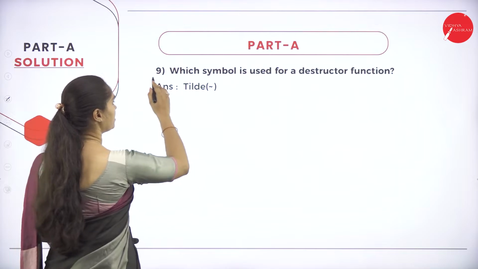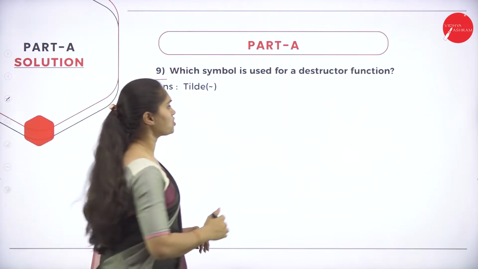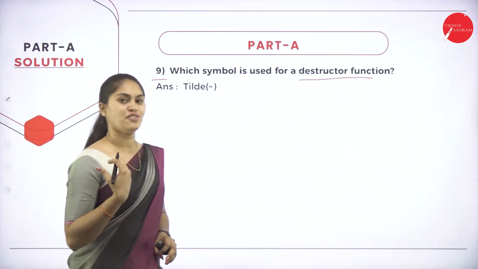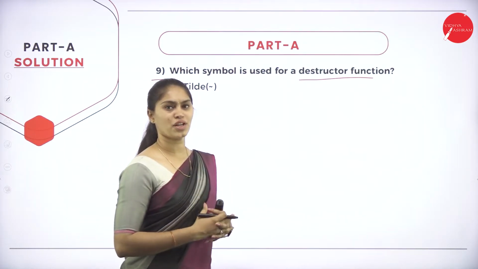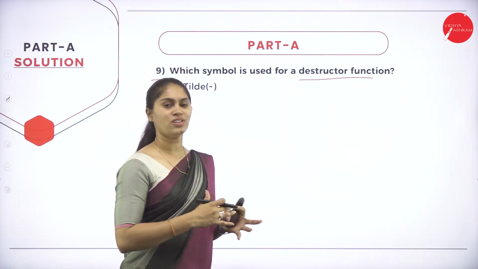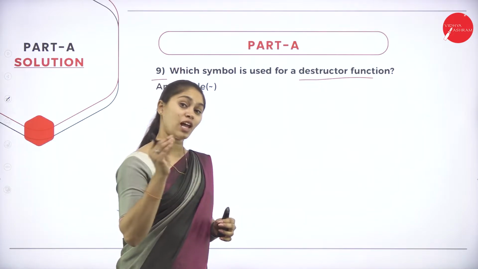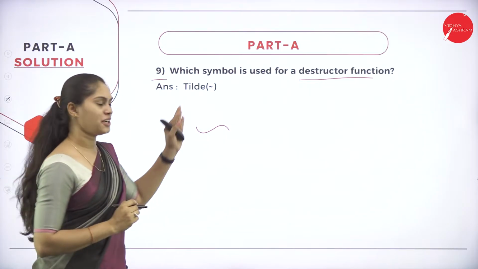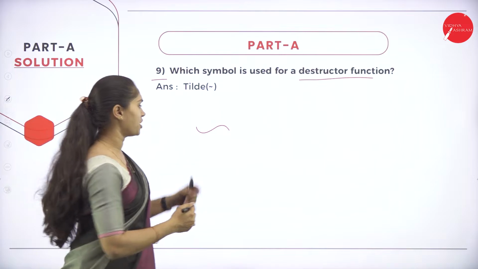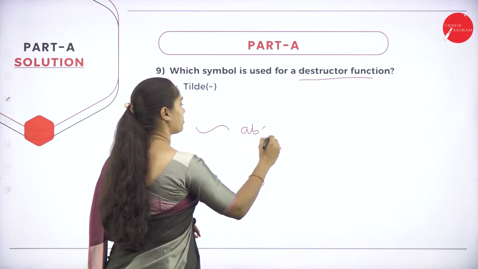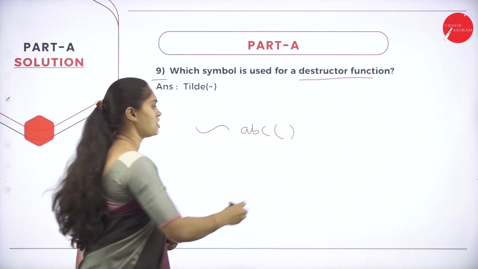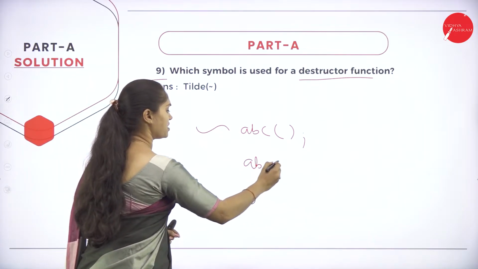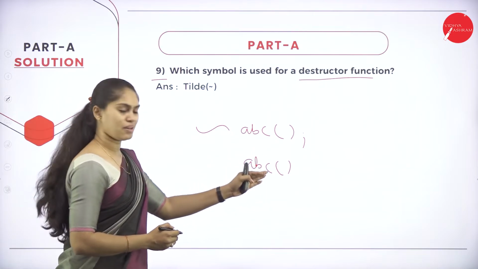We'll see question number 9. Which symbol is used for a destructor function? So we know that a destructor is nothing but what? For deallocation of memory. We use a destructor to deallocate memory which is allocated by the constructor. We use this tilde symbol to represent the destructor function. So if I write any function called ABC with the tilde, having the same name as the class, this will be considered as what? Destructor. If I am just writing ABC, which is the same as the name of the class, then it will be a constructor.